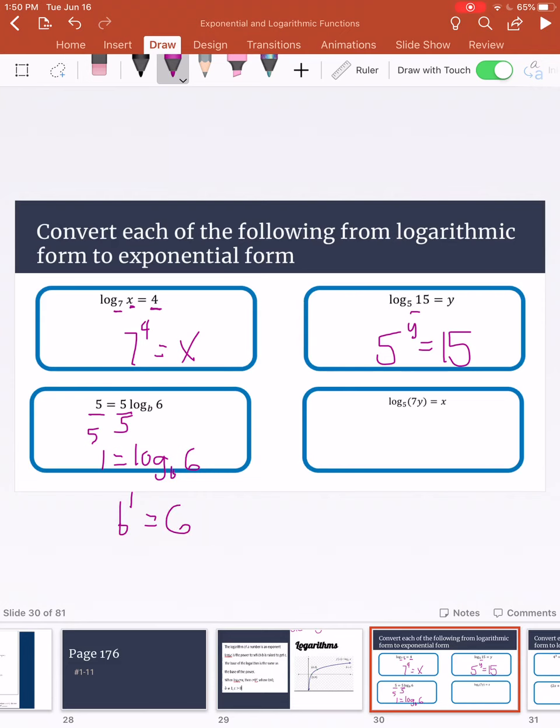All right, this one, the logarithm is already isolated, so I can go straight to converting to exponential form. So my base is 5, my exponent is x, and it all equals my argument, which is 7y.